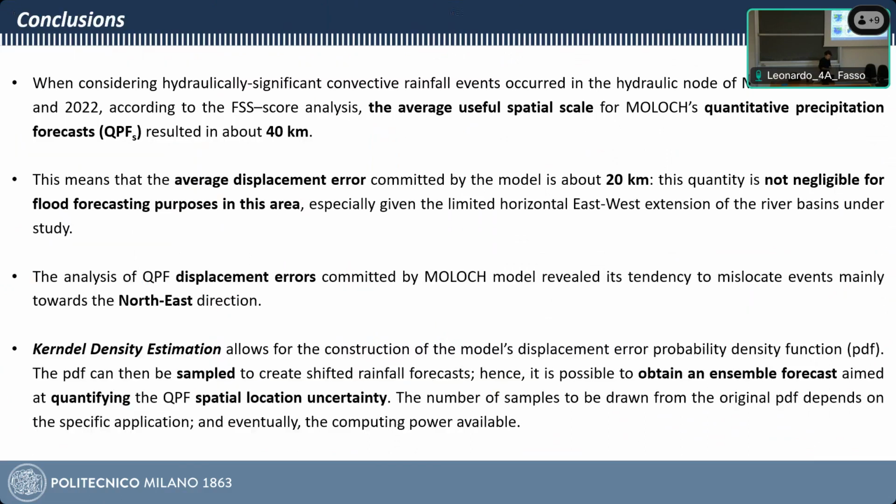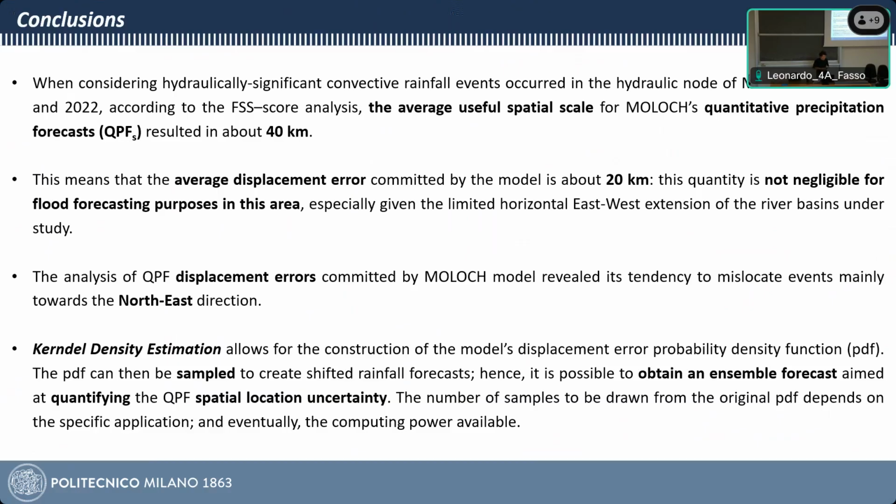So just to conclude for this study, we saw that for the MOLOCH meteorological model that we considered, there is an average misplacement for convective precipitation of about 20 kilometers. Is 20 kilometers a lot or not? I would say for this kind of river basin, it is a lot, in the sense that we are dealing with narrow and elongated river basins. So a shift of 20 kilometers can mean the difference between a flood and nothing at all, as I said before.